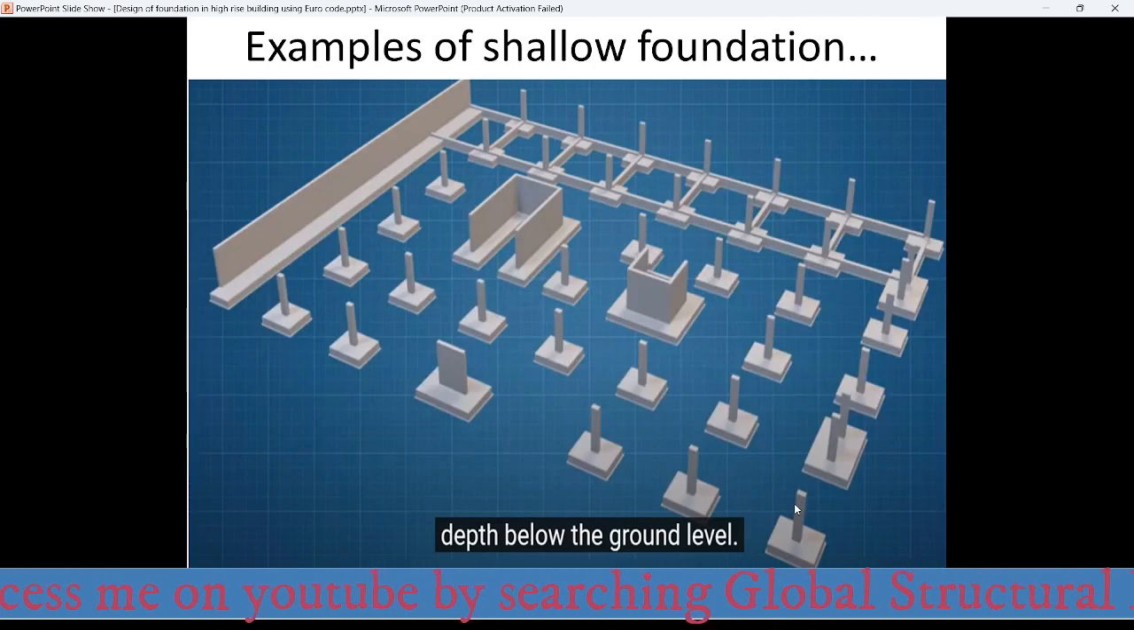Here there are also some examples of shallow foundations, and this is the three-dimensional arrangement of the foundations of a building. This comprises many types of shallow foundation. Here we have a wall. It may be a retaining wall or it may be a shear wall. The wall will be carried by the strip foundation. Here this is a strip foundation, and this one is an isolated footing foundation.